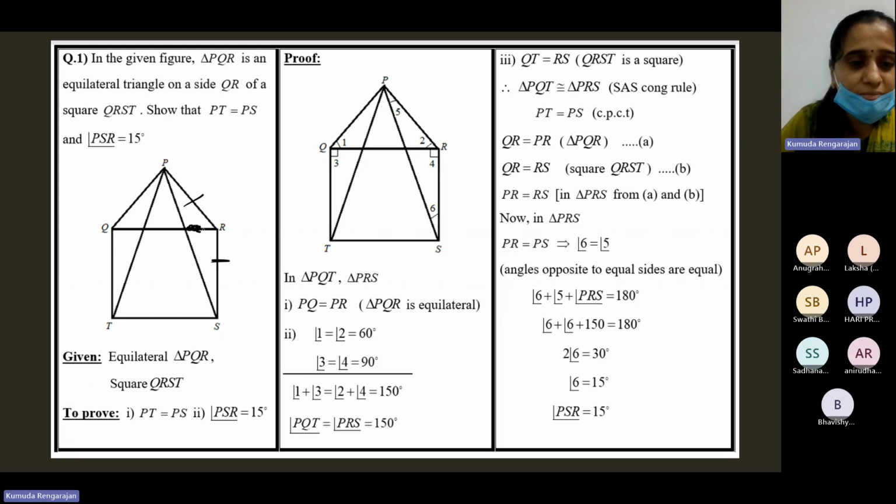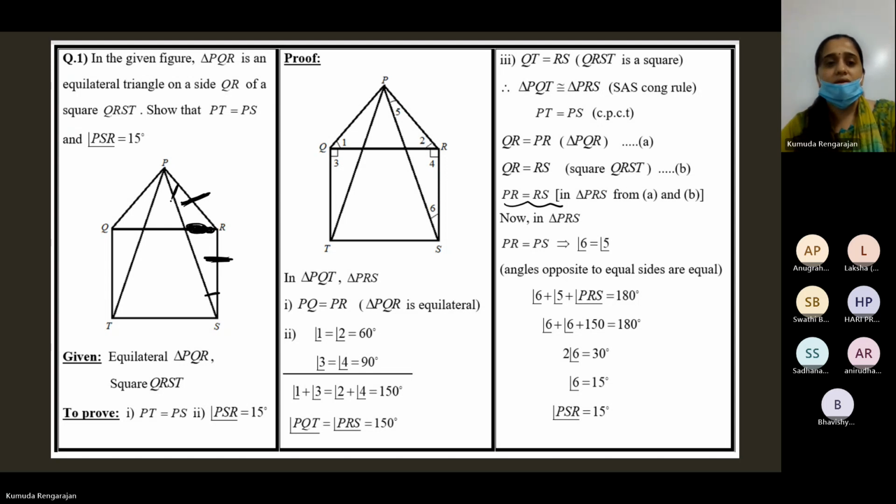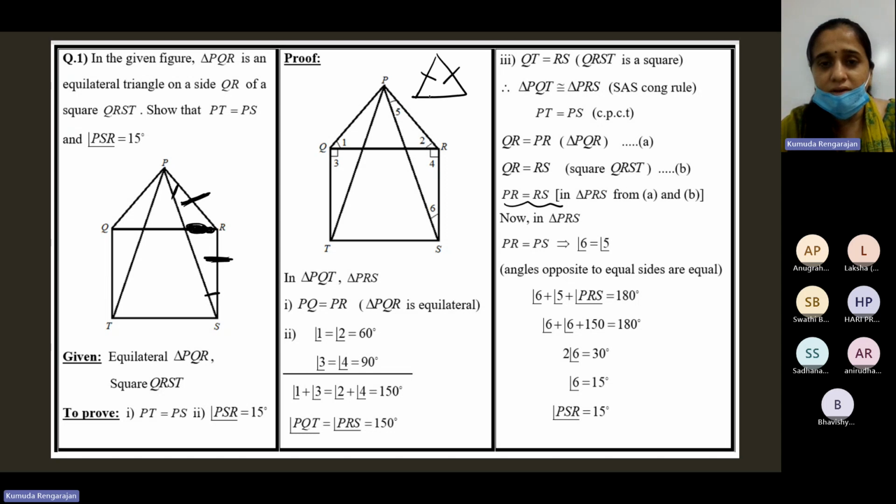Don't see this line segment in the middle. In PRS, this side is equal to this side. How do we know that? We got it here, PR is equal to RS. So which is the angle opposite to this side? This angle. The angle opposite to this side is this angle. These two angles are equal. In a triangle, when two sides are equal, the angles opposite to them are equal. If this side is equal to this side, this angle is equal to this angle.